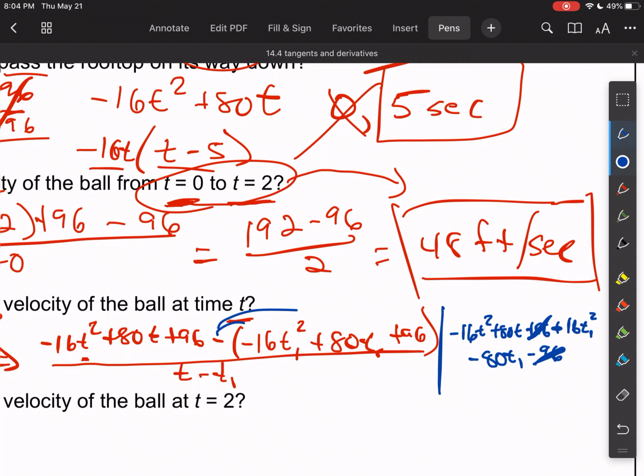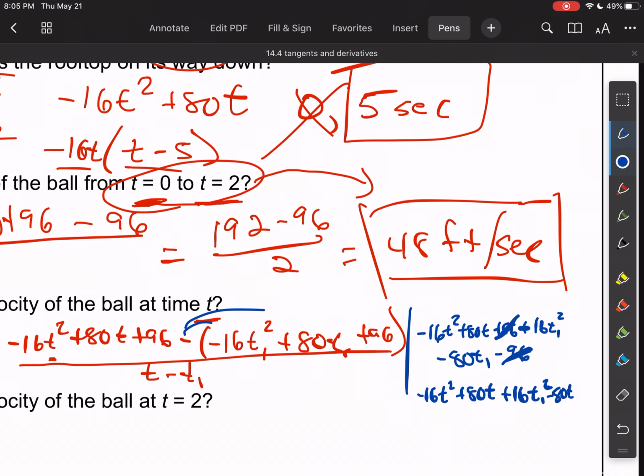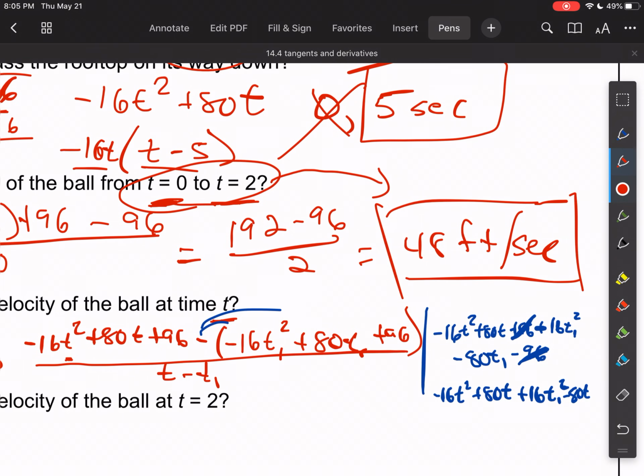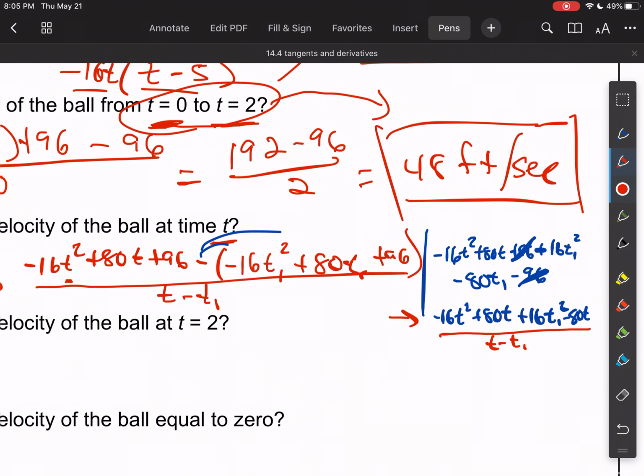Okay, so I'm just going to rewrite that real quick. So I have negative 16t squared plus 80t plus 16t1 squared minus 80t1. There's a 1 there, even though you can't see it. Now, don't forget that this is all over t minus t1. So I want to try to simplify this. It appears that 16 goes into all of those, right? In fact, a negative 16 could come out of all of them.